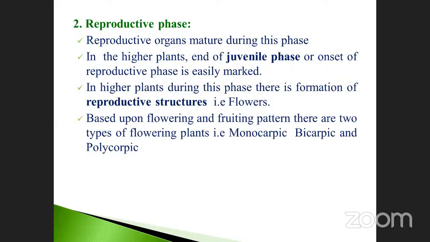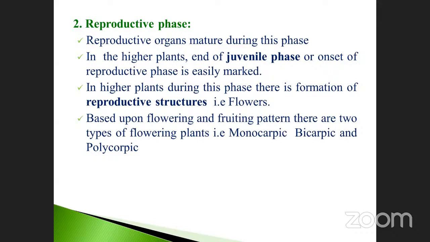Second stage is called the reproductive phase. After the finishing of the juvenile phase, the reproductive stage will start. The reproductive organs mature during this phase. After the juvenile phase, in human beings, take an example, secondary sexual characters start. I think it may be in 7th or 8th standard, when we are going to study, your reproductive phase may start. Okay, just for example, reproductive organs mature during this phase.